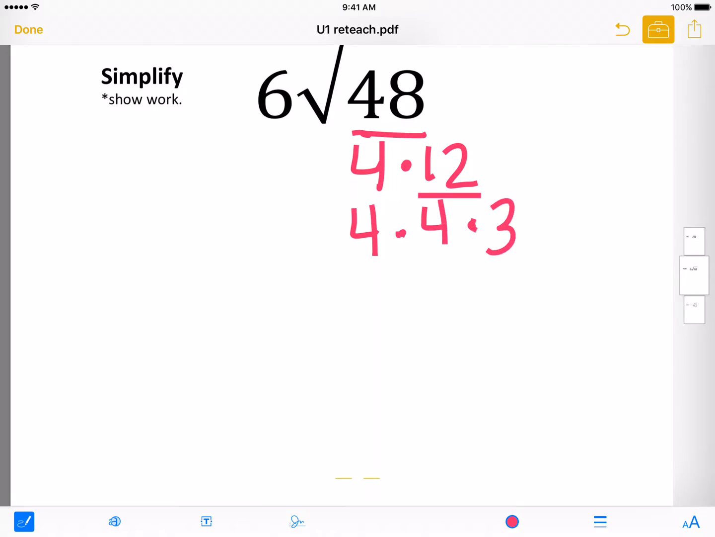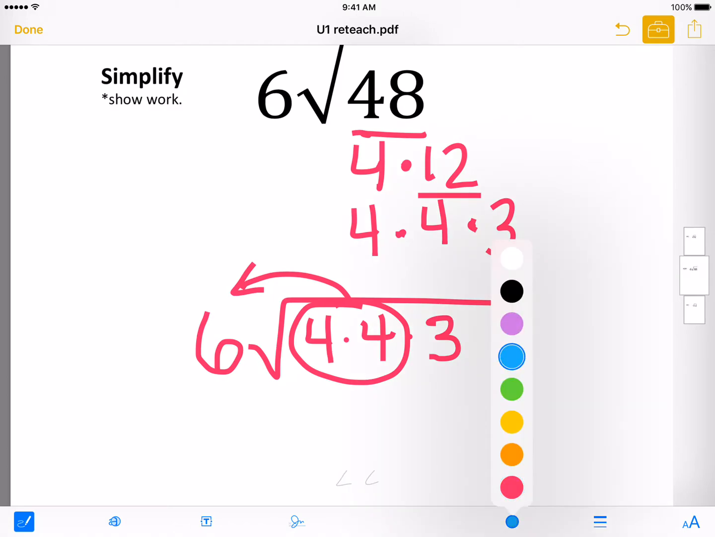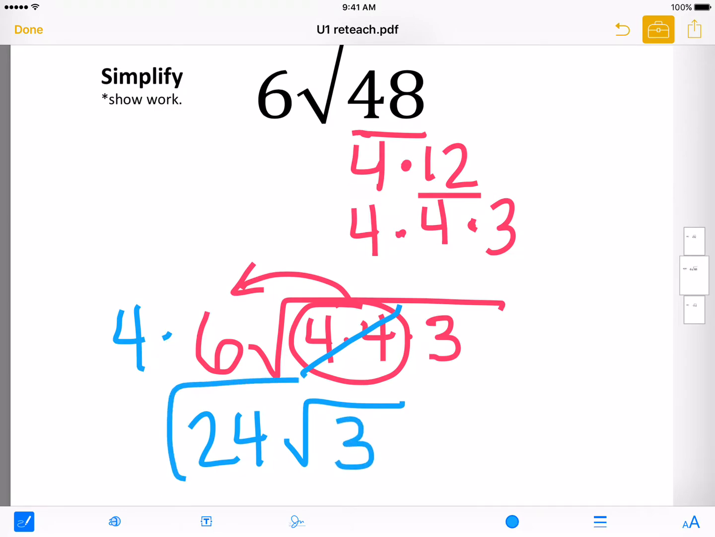Notice I took 12 and broke it down further. I then can create a large square root where I still have the 6 out front, 4, 4, and 3. This is not 443. This is 4 times 4 times 3. Identify who can get out of jail. Then I'm going to multiply 4 times 6, which is 24. Root, I still have a 3 in jail. Final answer.